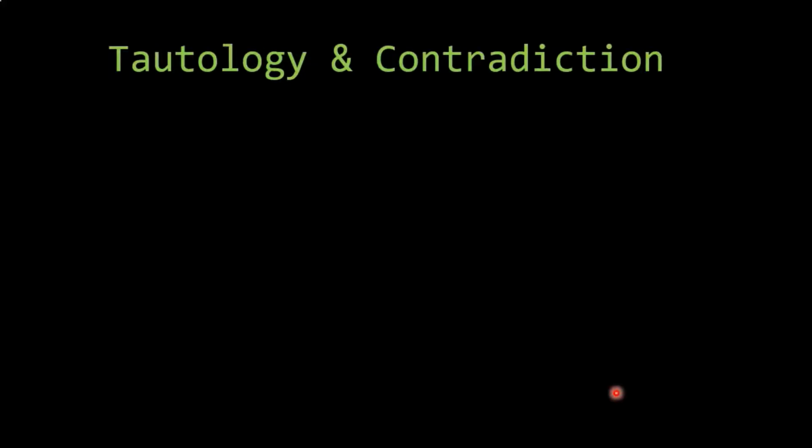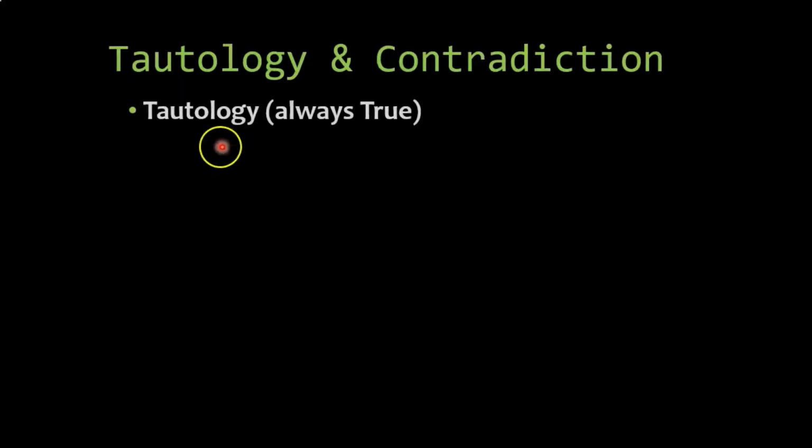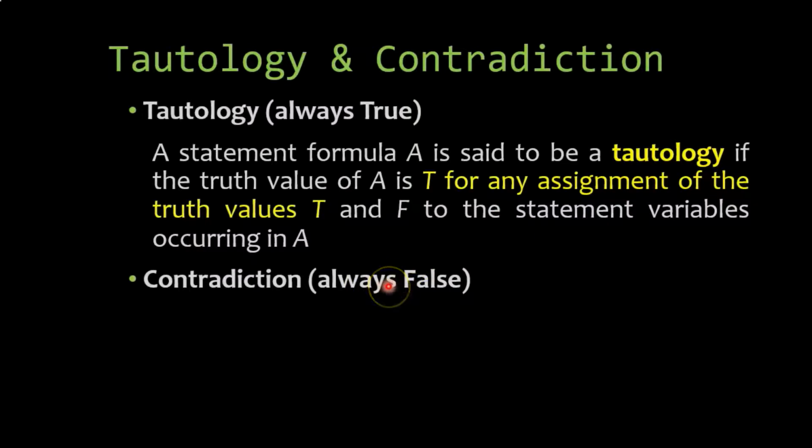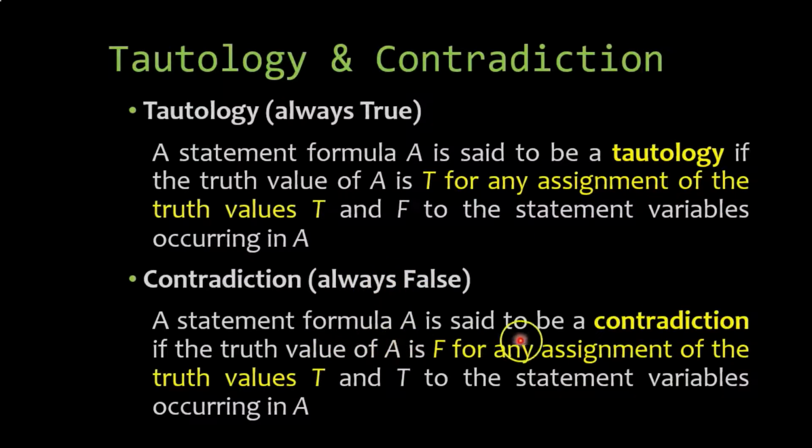Tautology and contradiction. A tautology is a statement that is always true. So a statement formula A is said to be a tautology if the truth value of A is true for any assignment of the truth values true and false for the others. And a contradiction is a statement that is always false. A statement formula A is said to be a contradiction if the truth value of A is false for any assignment of the truth values true and false to the remaining.